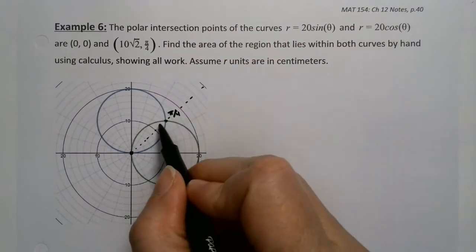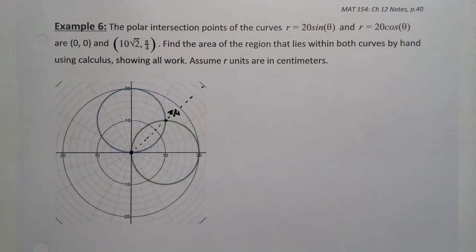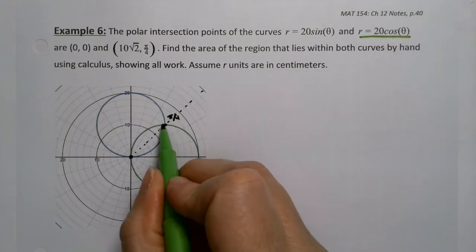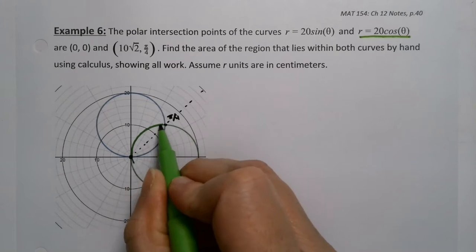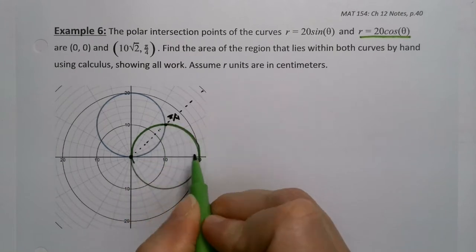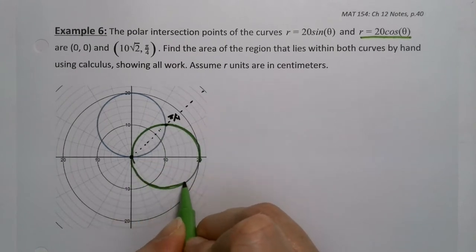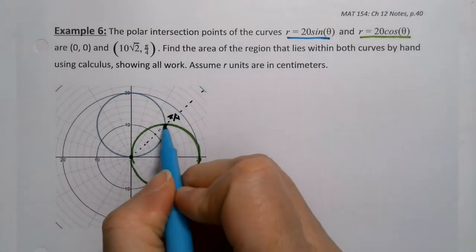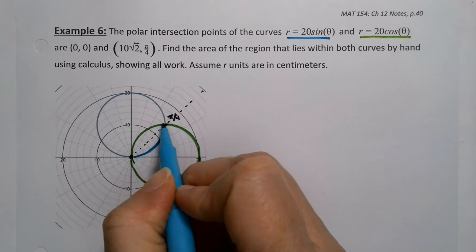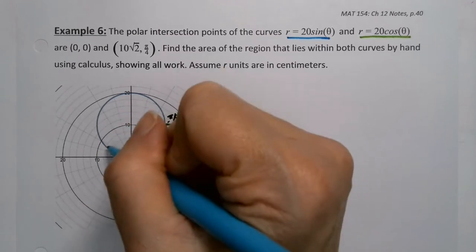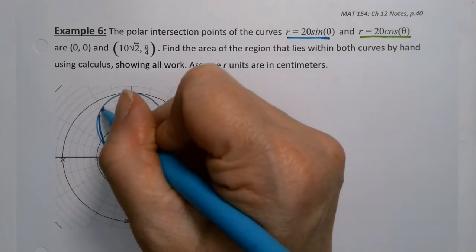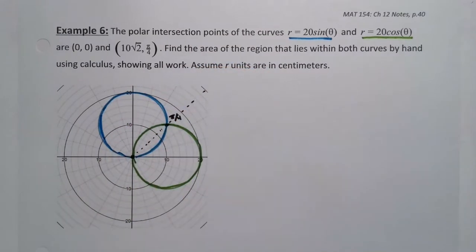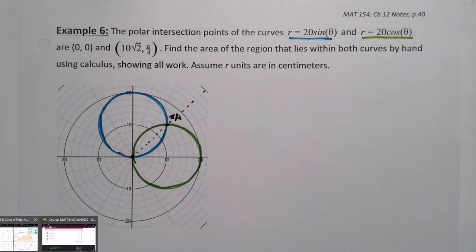And therein lies the difficulty. So r equals 20 cosine of theta is this green curve right here, this green circle. And r equals 20 sine of theta is the blue circle. So which one's the outer portion? Keeping in mind, polar area is always derived from looking back at the pole. That's how it works. Let's go look at it in Desmos really quick.